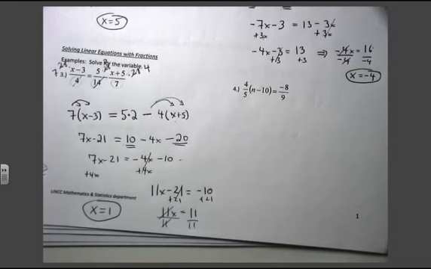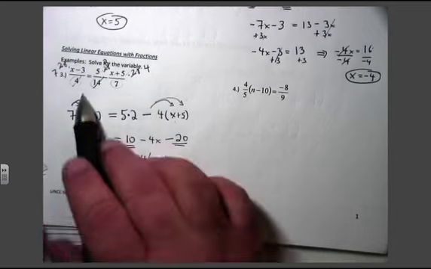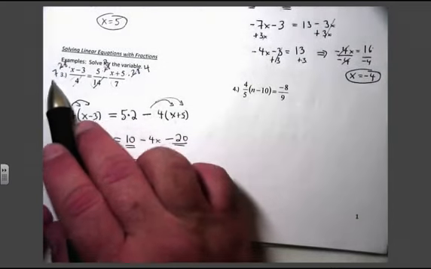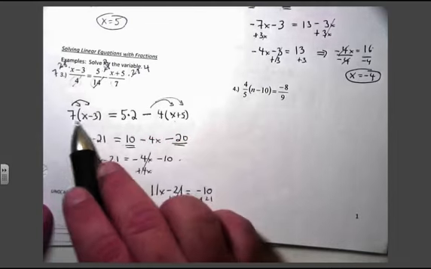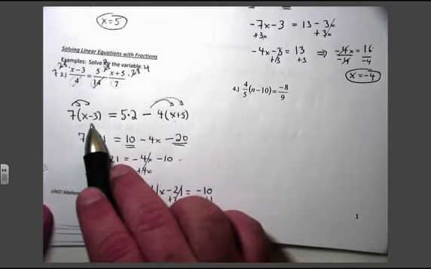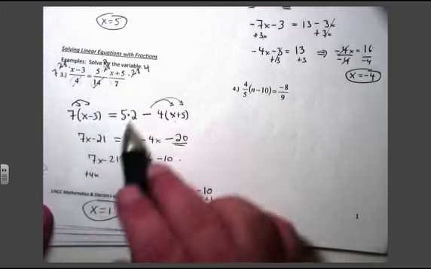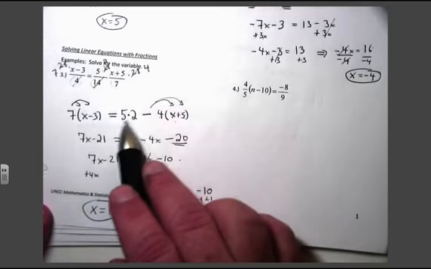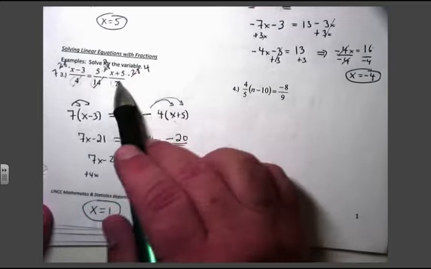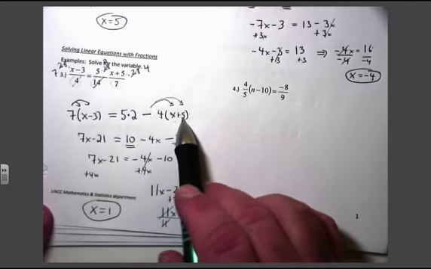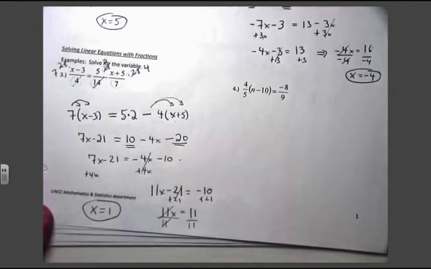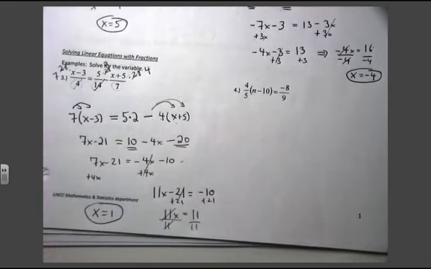Yes, my numerators are affected by what's left over. 4 goes into 28 7 times, and whatever's left over times the numerator: 7 times x minus 3. 14 goes into 28 2 times, so it's the numerator, 5 times that 2. And 7 goes into 28 4 times, so it's that 4 times x plus 5 with that negative out front. Yes, ma'am? So the denominator just disappears.